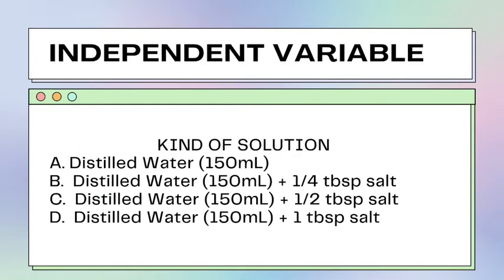The independent variable is the kind of solution. We have A, the distilled water; B, the distilled water with 1/4 tablespoon salt; C, the distilled water and 1/2 tablespoon salt; and lastly, D, the distilled water and a tablespoon of salt.